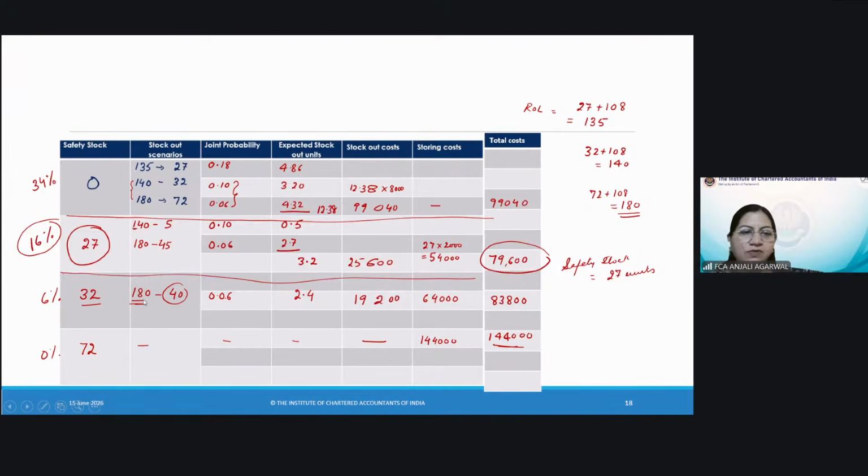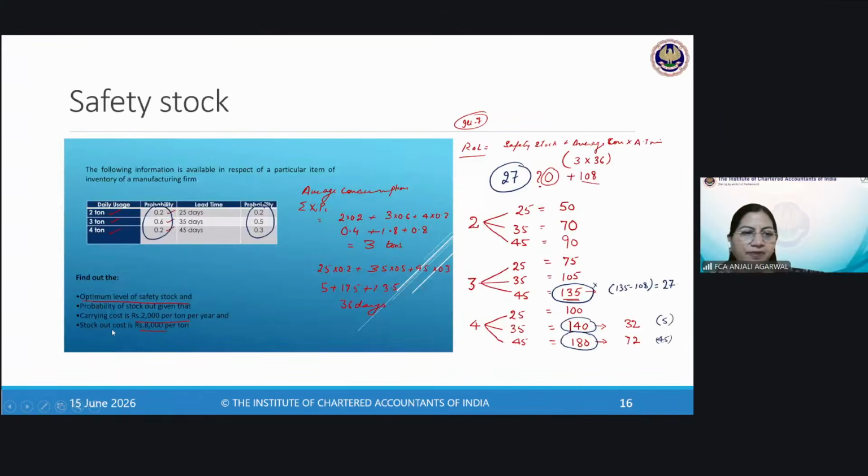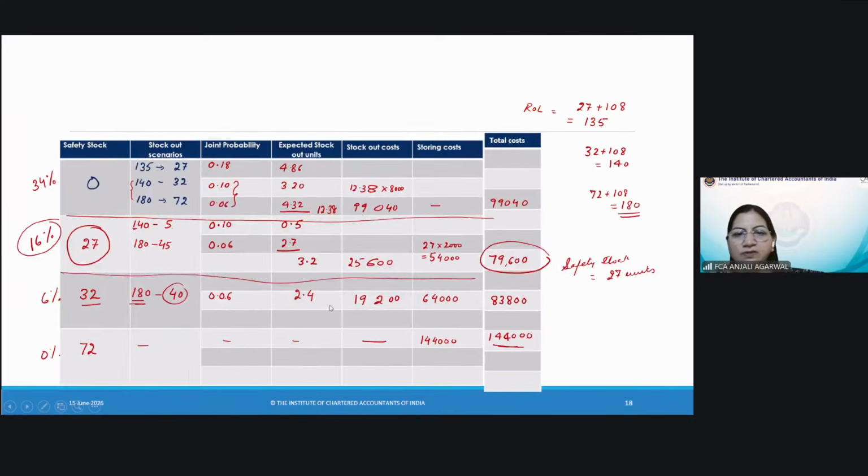Then you are going to be stock out in only one situation if the consumption goes to 180. With how many units? 40 units. With a probability of 0.06. 40 into 0.06, 2.4. 2.4 is your expected stock out unit with 8,000 per unit cost of stock out. Stock out cost is 8,000 per ton and carrying cost is 2,000. So 8,000 into 2.4 plus 32 into 2,000, that's more than 79,600 together. So we keep our safety stock of only 27. And we take 16%.